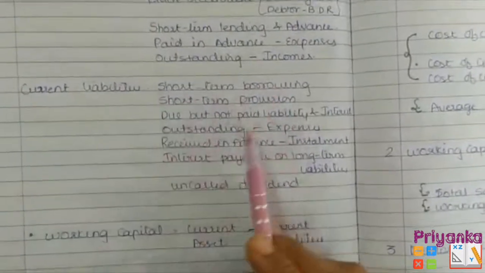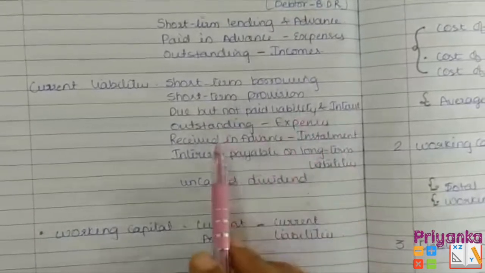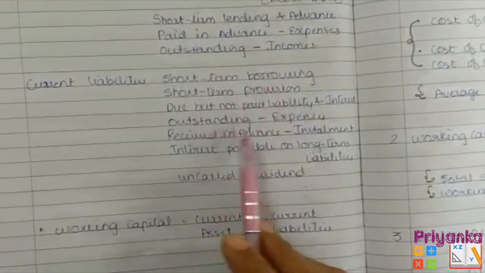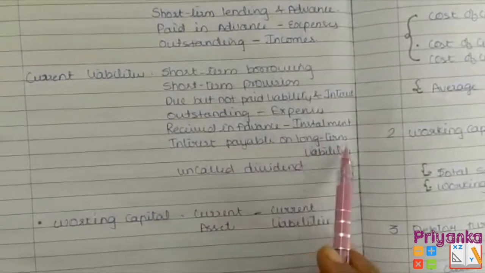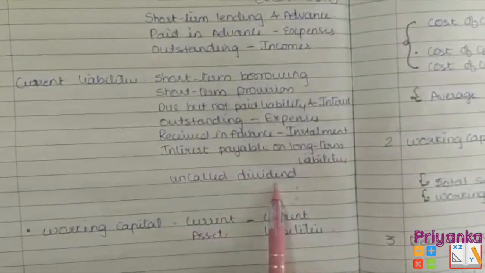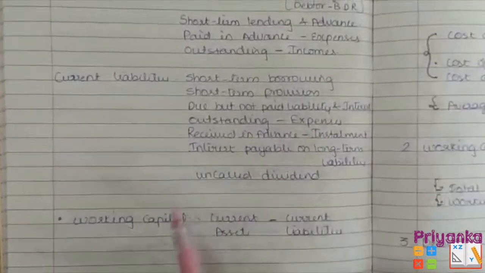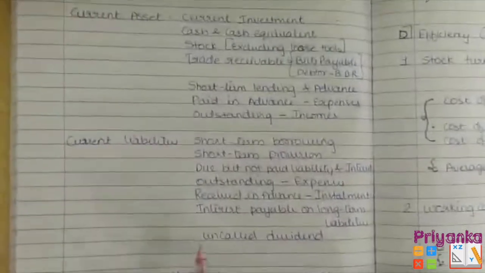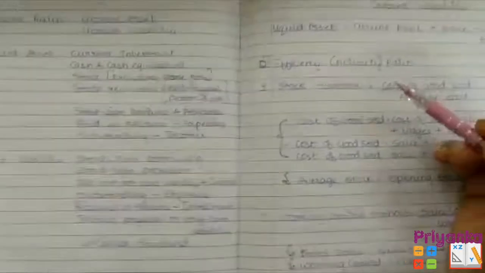Whereas in current liabilities: short-term borrowings, short-term provisions, liabilities due but not paid, and interest outstanding expenses. Here you can bifurcate: here comes income, and here outstanding expense, income received in advance, installments, interest payable on long-term liabilities, and uncalled dividend. Here one more formula is included, but in other questions it is asked for working capital, which is easily found by taking current assets minus current liabilities. You will get working capital. Here it is not needed, but further on you will find it needed.